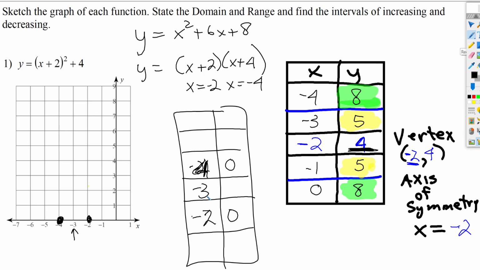And then when we plug negative 3 into both of those, negative 3 plus 2 is negative 1. Negative 3 plus 4 is positive 1. Negative 1 times positive 1 is negative 1. So negative 3 would be here. Then all we have to do is put in negative 1. So if I put in negative 1, negative 1 plus 2 is positive 1. Negative 1 plus 4 is positive 3. 1 times 3 is 3.